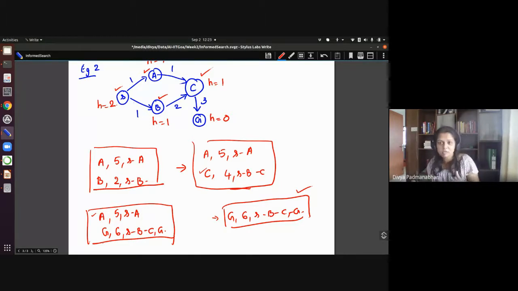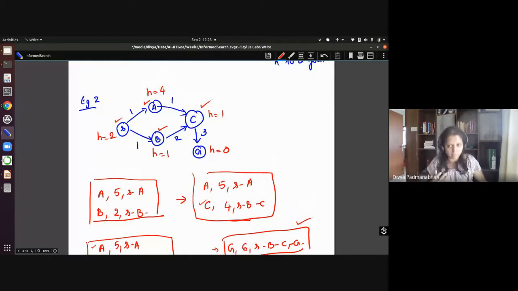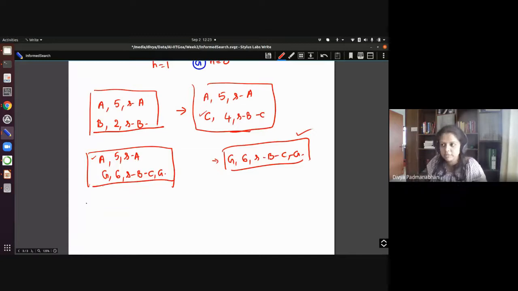So this is not enough. Admissible is not enough. You need something more, and that is a property which I'll do in the next class. It's called consistency. The metric also has to be consistent.